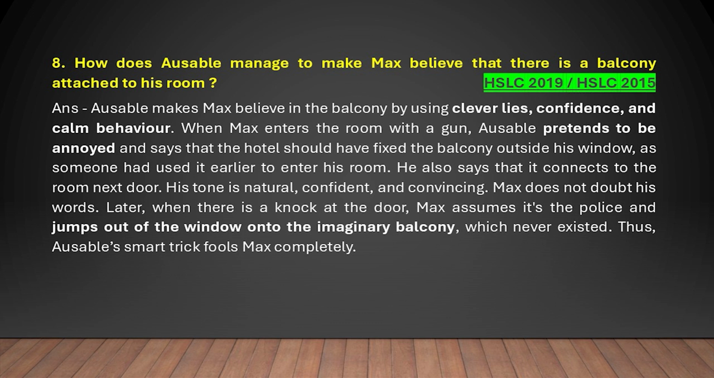His tone is natural, confident, and convincing. Max does not doubt his words. Later, when there is a knock at the door, Max assumes it's the police and jumps out of the window onto the imaginary balcony, which never existed. Thus, Ausable's smart trick fools Max completely.